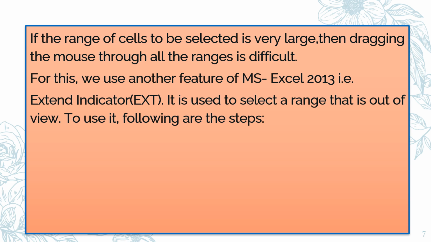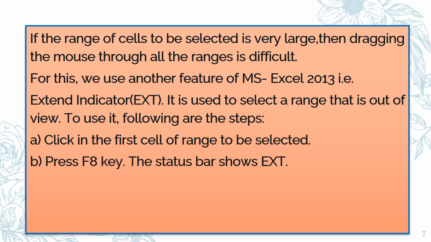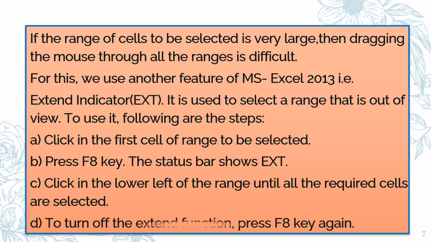So let us study. First of all, click in the first cell of the range to be selected. Then press the F8 key on the keyboard. As you press that key, the status bar shows EXT, that is Extend Indicator. Now click in the lower left of the range until all the required cells are selected. When you have finished, you have to turn off the extend function. Press the F8 key again in order to turn off the extend function. Clear?